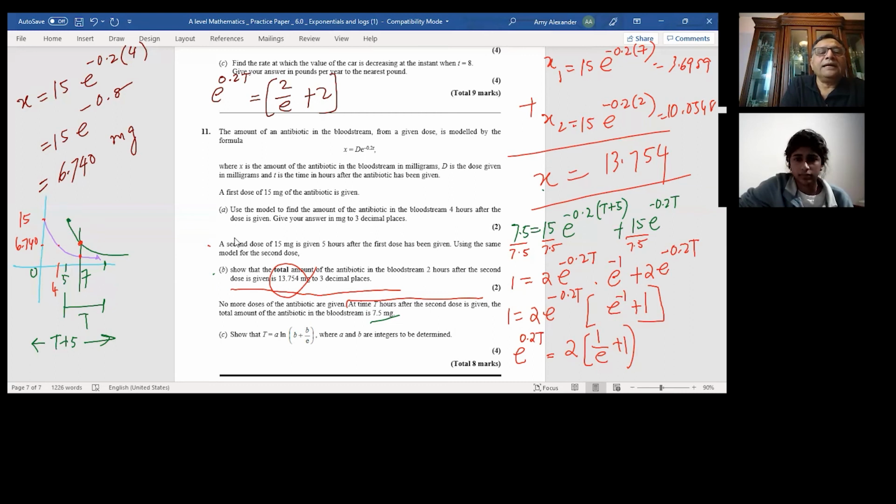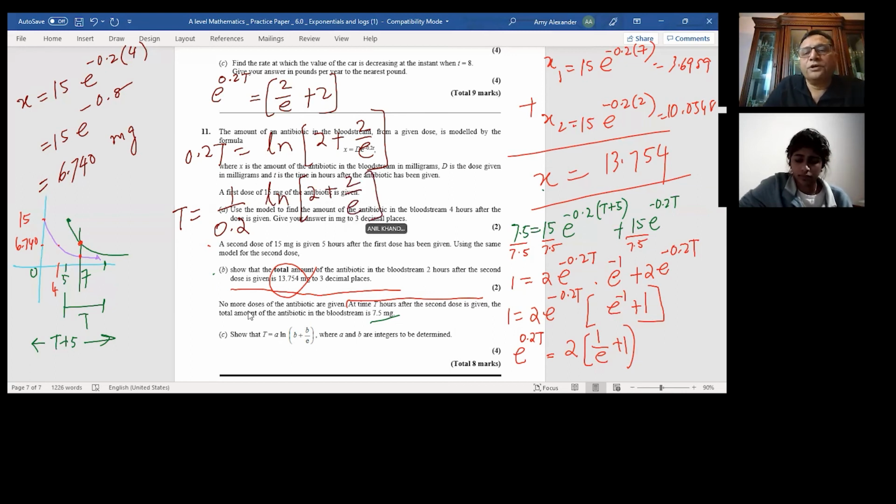Now I'll take ln both sides. So if I take ln, I get 0.2 t equals ln. Here we have 2 plus 2 over e. Is it okay? So we have b plus b over e. I know the value of b is 2, right? Kind of like this. So now t equals 1 over 0.2 ln 2 plus 2 over e.